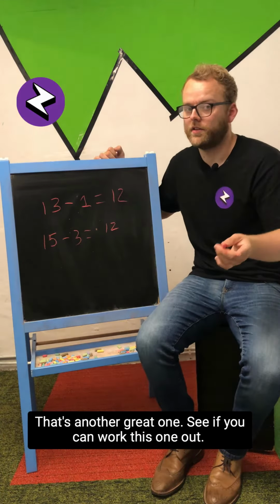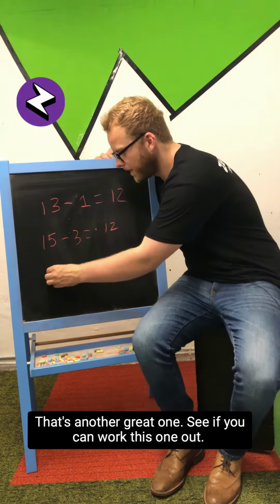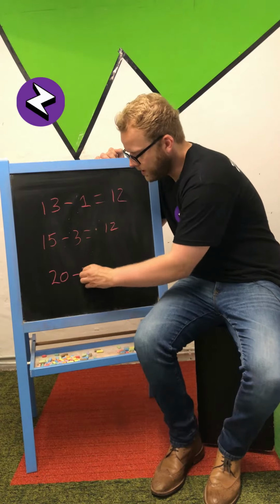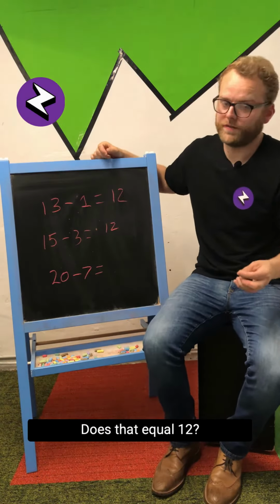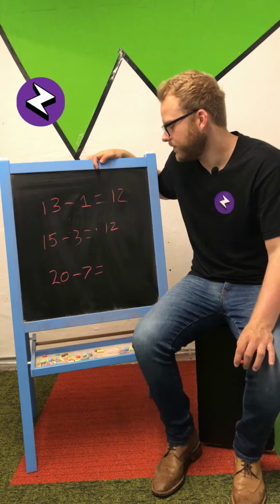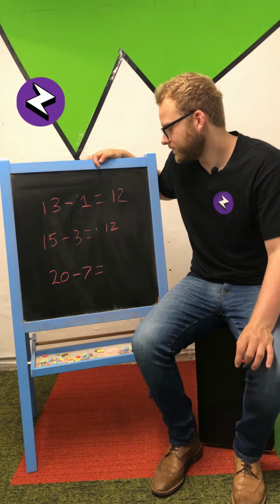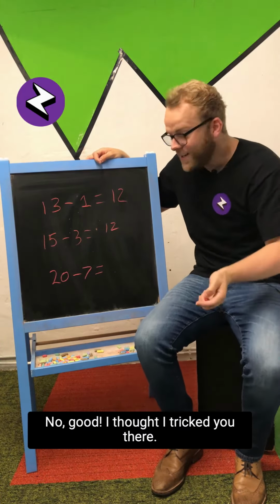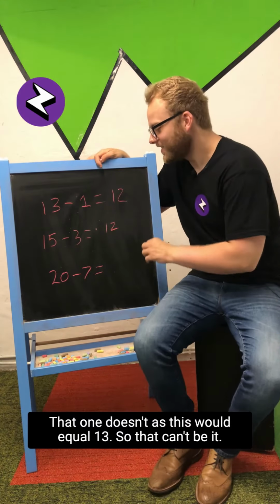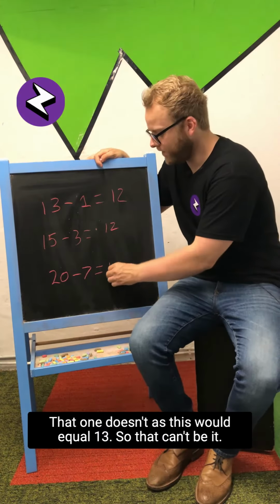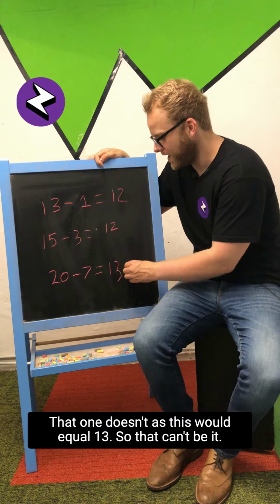But what about this one? This one you can work on your own. Does that equal 12? No, good, I thought I'd trick you there, okay? So that one doesn't, that would equal 13, so that can't be it, okay?